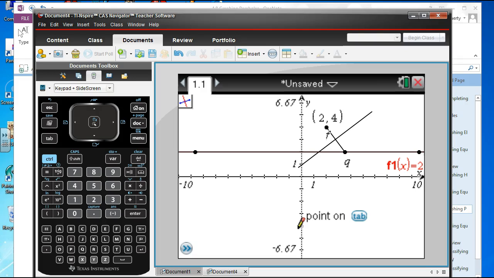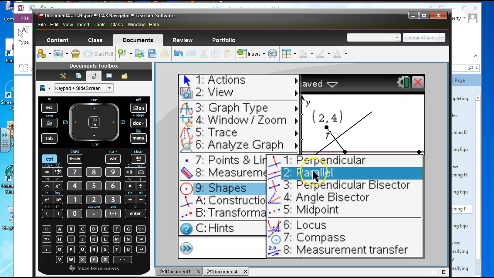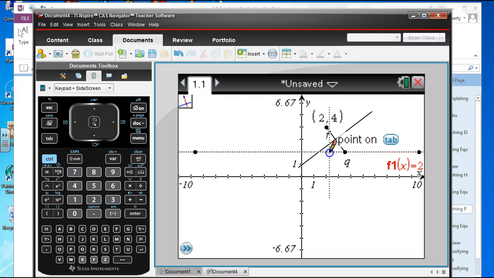According to the parabola, it's going to be equidistant from this focus to some point and then directly down, perpendicular to this line. It's going to be constant. So I need to create a perpendicular line. Let's create a perpendicular to this line at this point, okay?